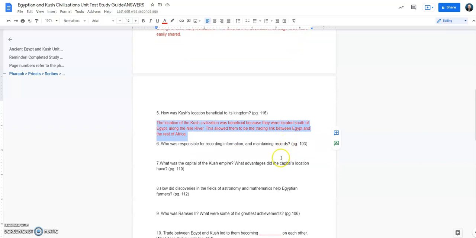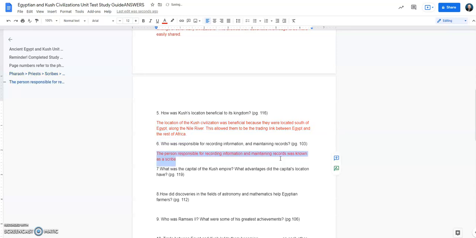Number 6. Who was responsible for recording information and maintaining records? In ancient Egypt, that would be a scribe. So that person was known as a scribe. And we still use that word today, right?